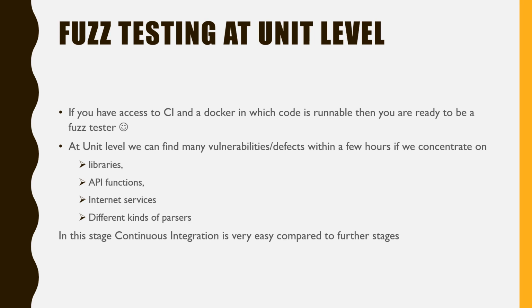First of all, we need to get access to a continuous integration tool, and we need to have a Docker that runs your code. Then you are ready to be a fuzz tester. This is the basic step. At unit level, what we need to look after is your continuous integration process and your libraries, API functions, web services, and different kinds of parsers. We need to consider all these things and give the test input data considering them.